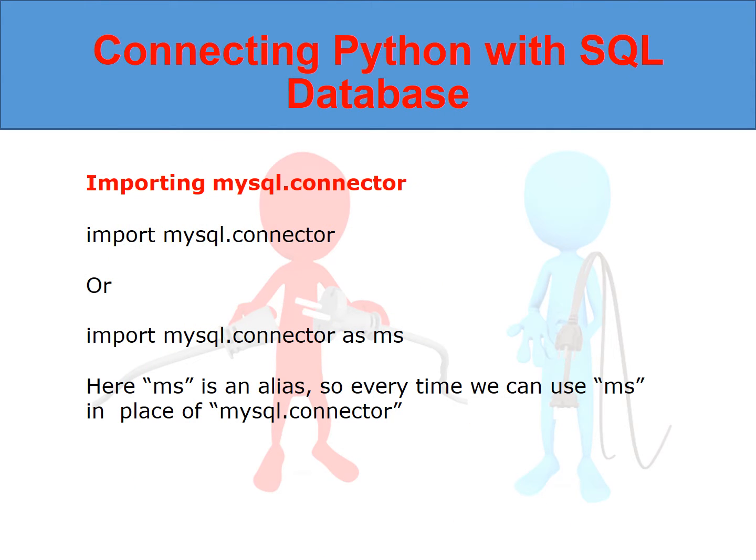For importing the library for connectivity, the command is import, and mysql.connector is the name of the module. You can import this module without using an alias, as in the first case of coding, or you can import this module with an alias, as in this case where the alias name is ms.